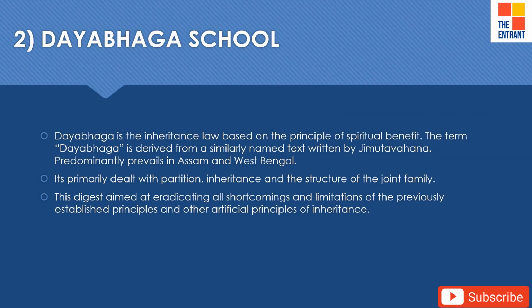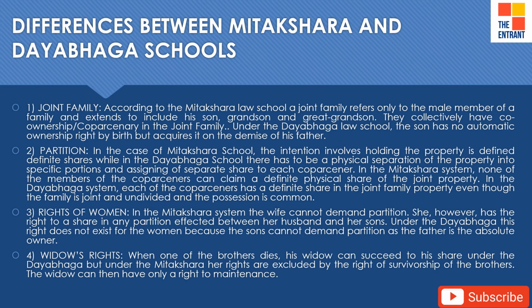The Dayabhaga school is based on the inheritance law based on the principle of spiritual benefit. The term Dayabhaga is derived from a similarly named text written by Jimutavahana and predominantly prevails in Assam and West Bengal. It primarily deals with partition, inheritance, and the structure of the joint family. This digest is aimed at eradicating all shortcomings and limitations of the previously established principles and other artificial principles of inheritance. There are some key differences between the Mitakshara and Dayabhaga school when it comes to the joint family, partition, rights of women, and widows' rights.